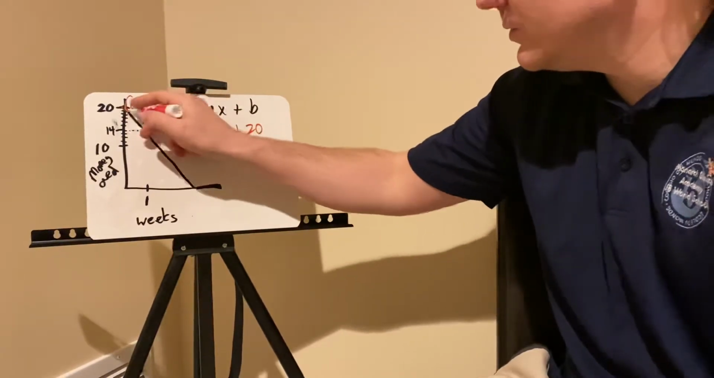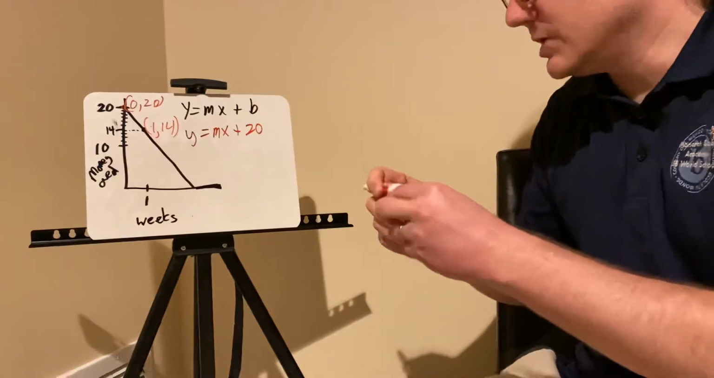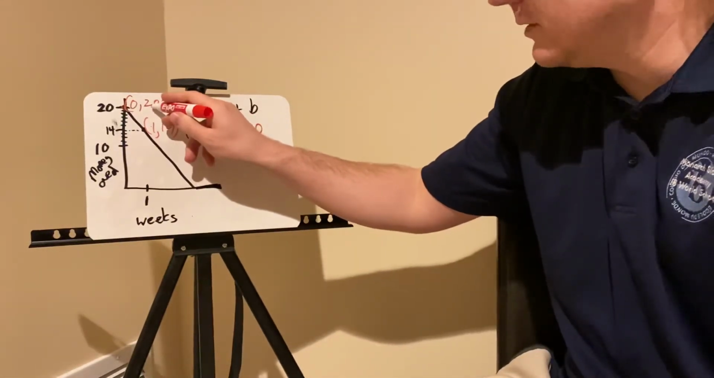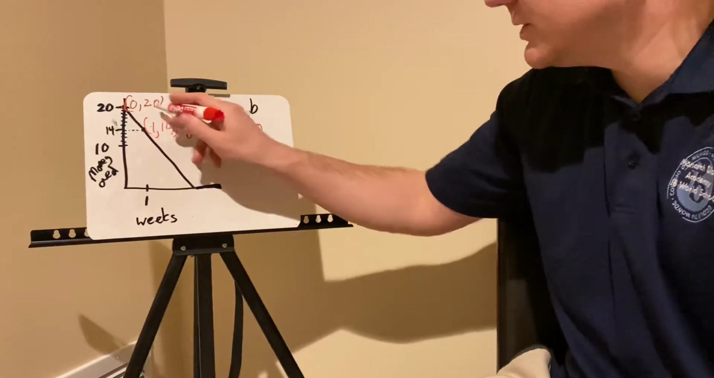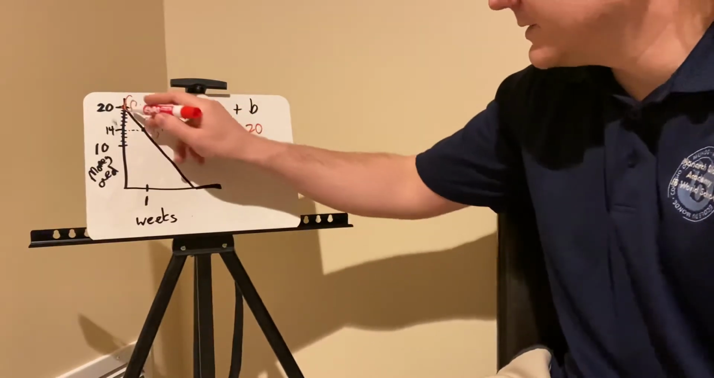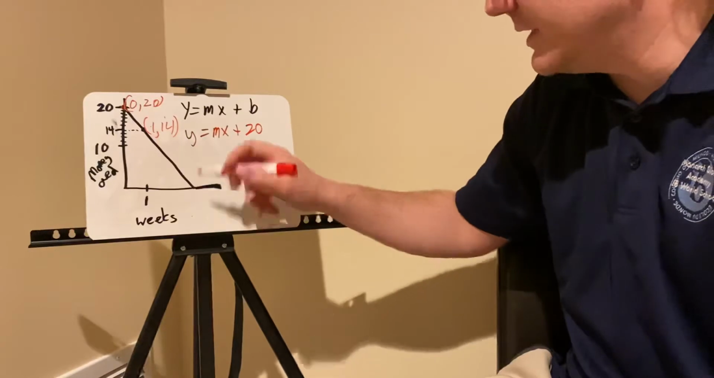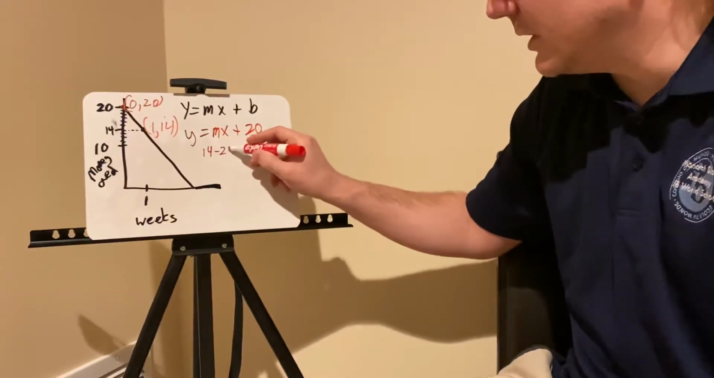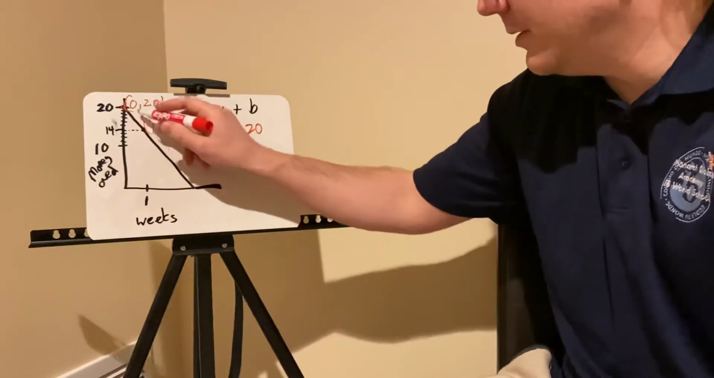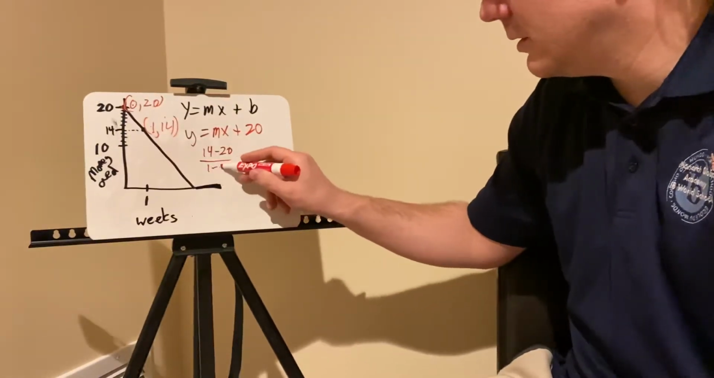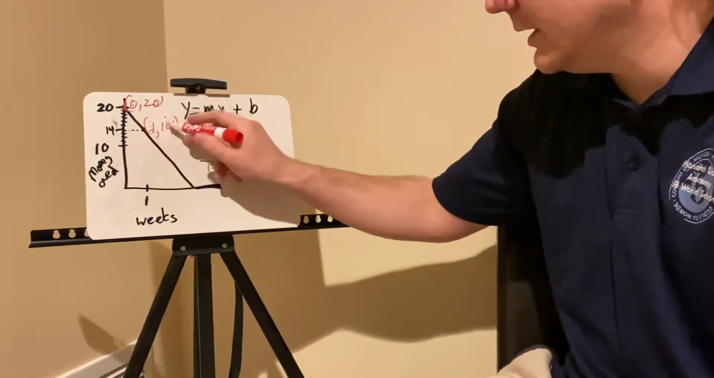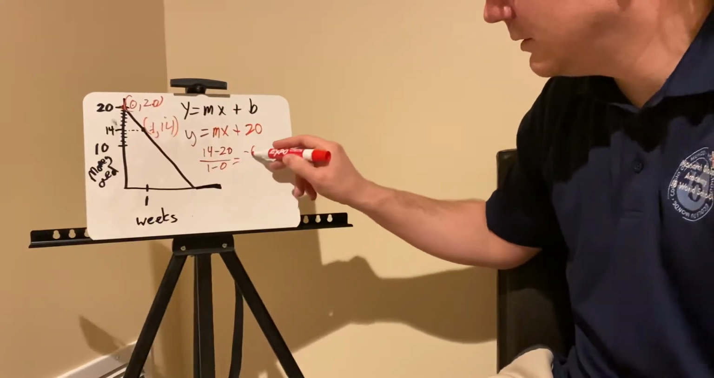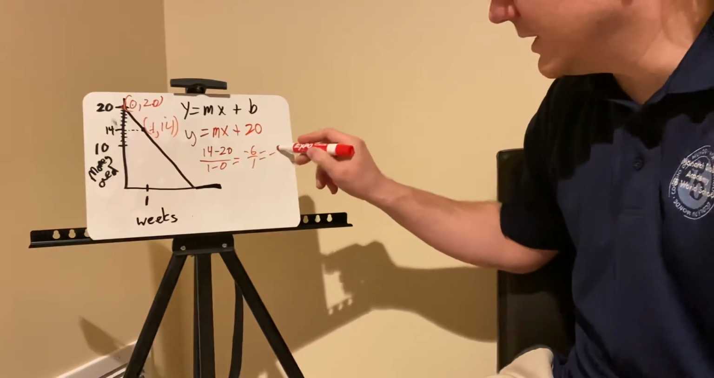So I take these two coordinates, I determine the slope, change in y over change in x. So my change in y would be from 14 to 20. This is important because the slope is going down, which means we should have a negative m value or a negative slope. So 14 minus 20 over 1 minus 0. So change in y, change in x. This is negative 6 over 1. So my slope equals negative 6.